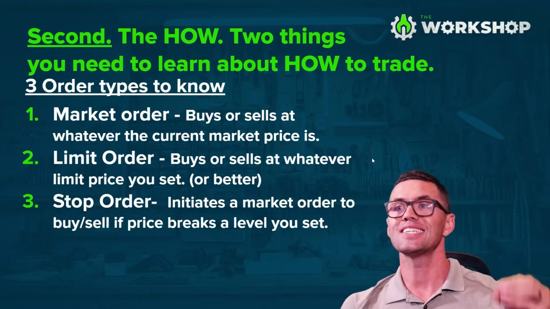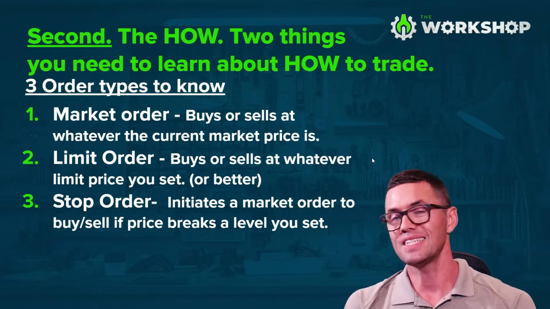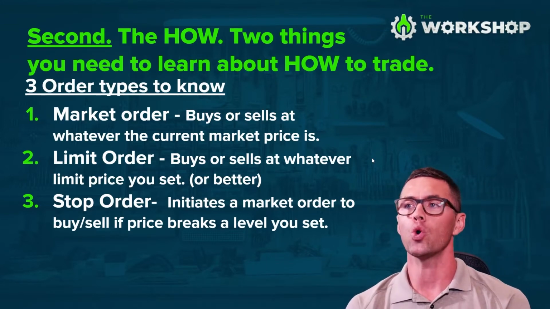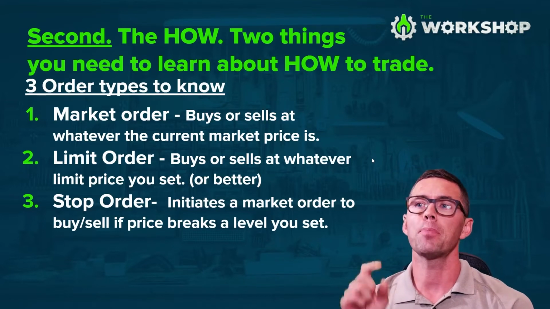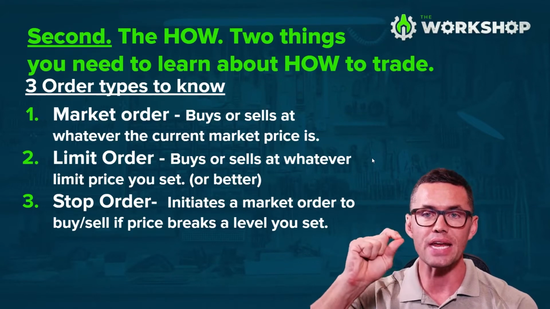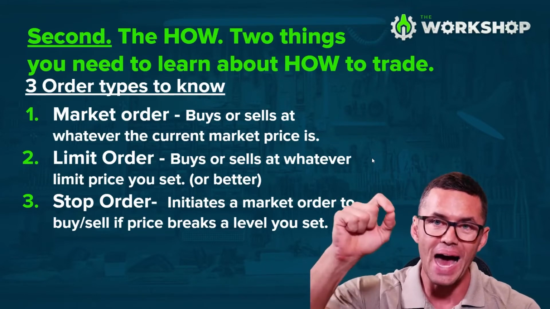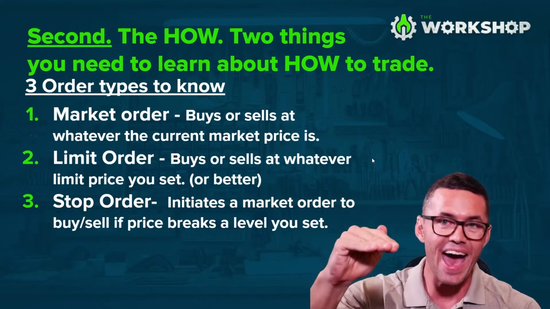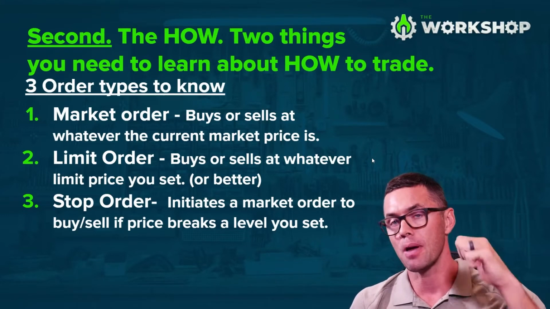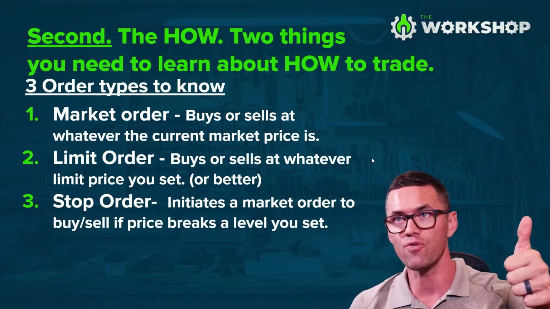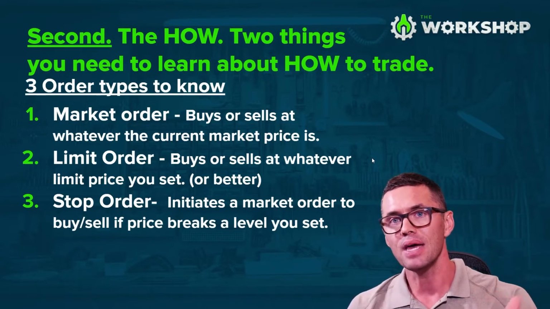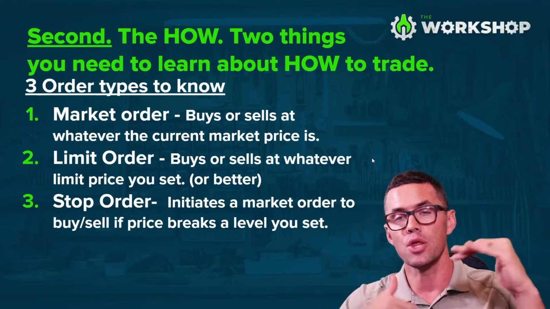And then there is a stop order. The stop order combines the first two. It will initiate a market order to buy or sell if the price breaks a level. So if the price pulls back to 140, it will initiate a market order right away, buying or selling at the market, at the ask, once the price hits that level. All right? So those are the three types. Market order buys at whatever it's going for. Limit buys or sells at the price you set. And stop buys at the market when it hits the price you set.